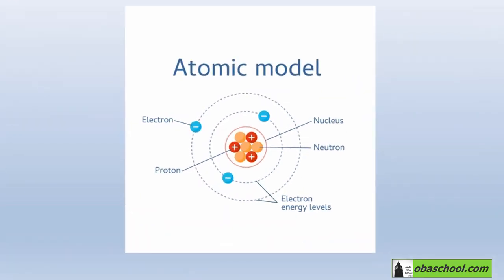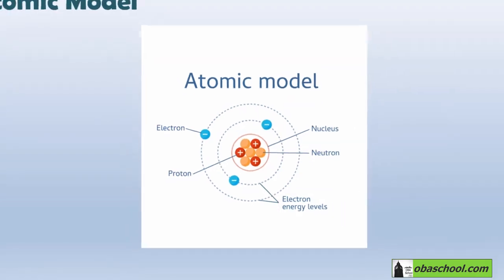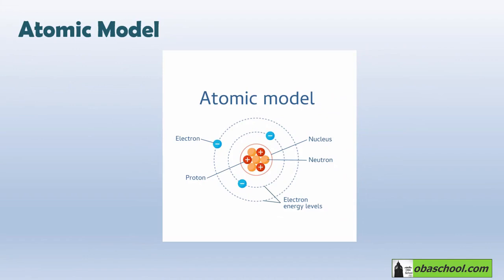As you can see, we have the nucleus in the center of the atom, and inside the nucleus we have two subatomic particles, which are protons and neutrons. Protons are positively charged while neutrons have no charge. Outside the nucleus, we have electrons which are orbiting the nucleus in these electron energy levels. These energy levels are also called shells. So now we will take a deeper look at these electron energy levels.